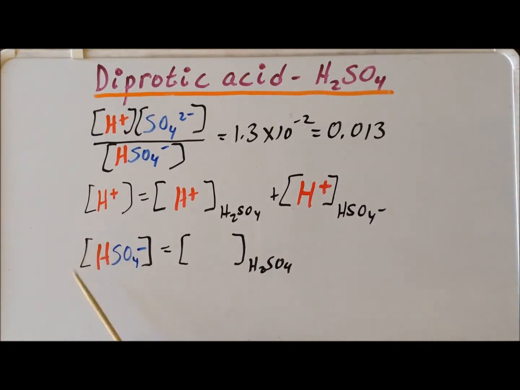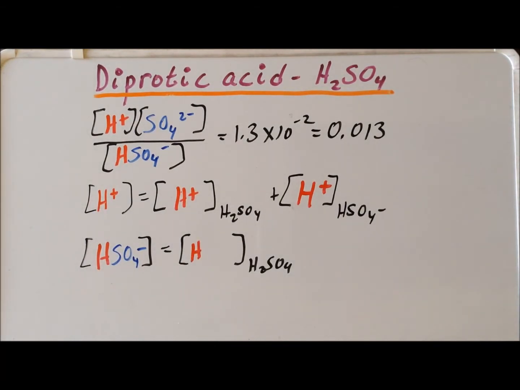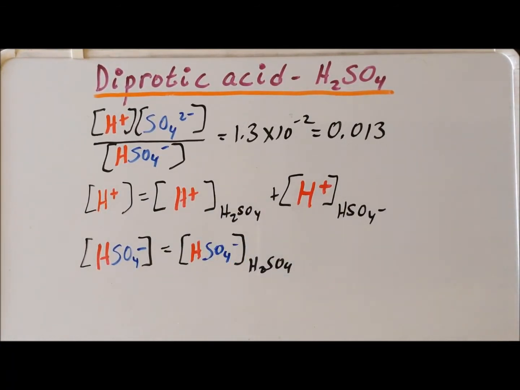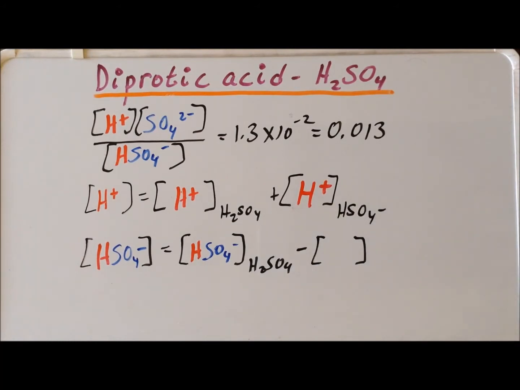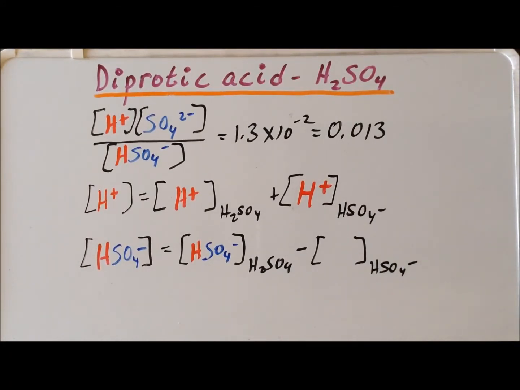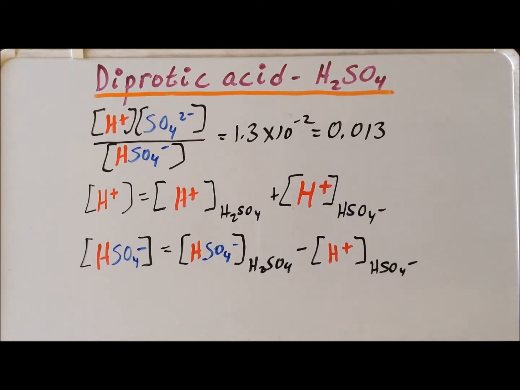The situation for bisulfate ion is slightly more complicated in the sense that in the first step we have sulfuric acid dissociating and forming bisulfate, so increasing the concentration of bisulfate ion. But in the second reaction, we have a decrease in the concentration of the bisulfate ion that's exactly equal to the amount of hydrogen ion that is formed. So for every 1 mole of H plus that's formed in the second step, we lose 1 mole of bisulfate.